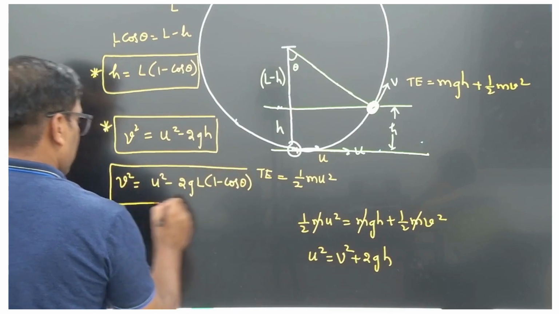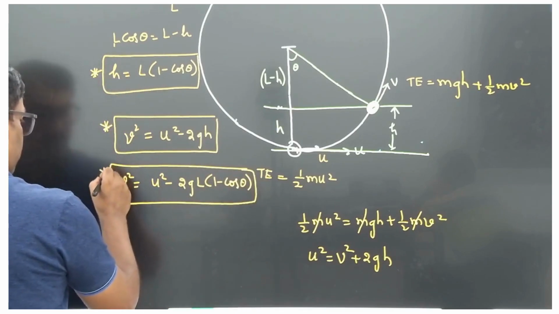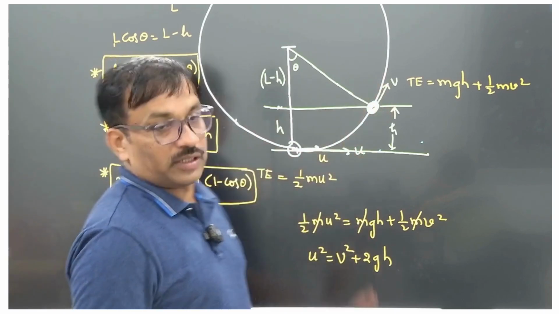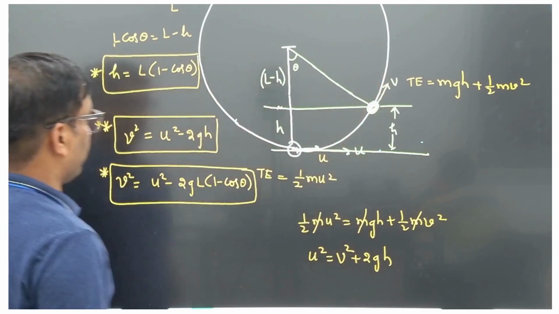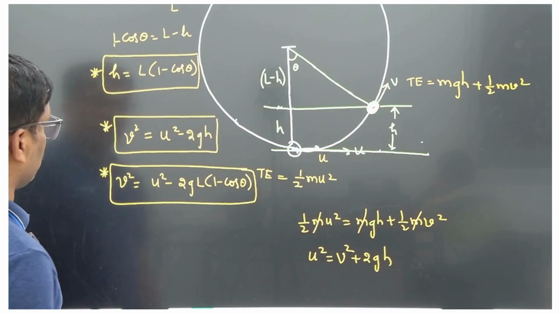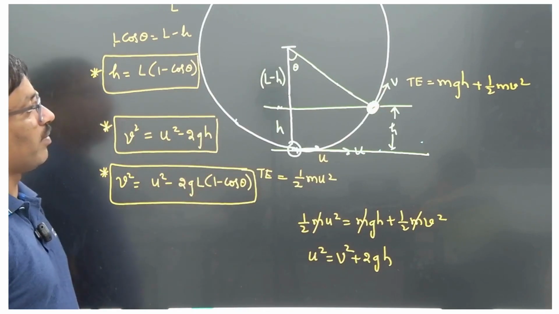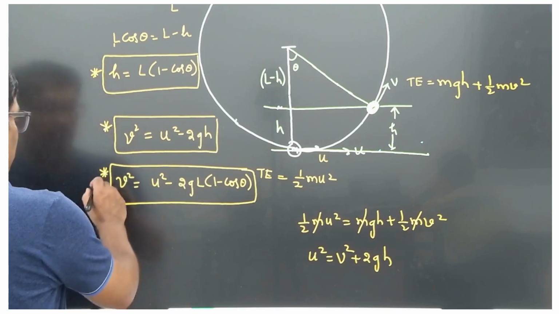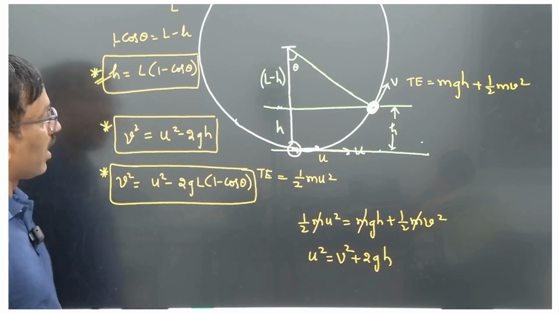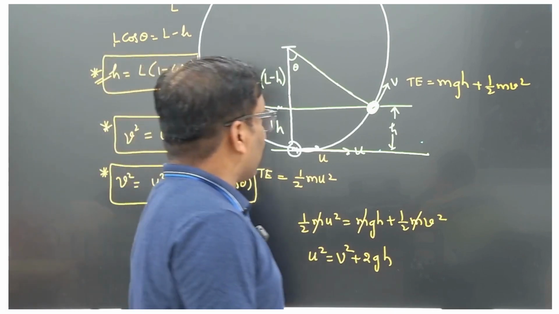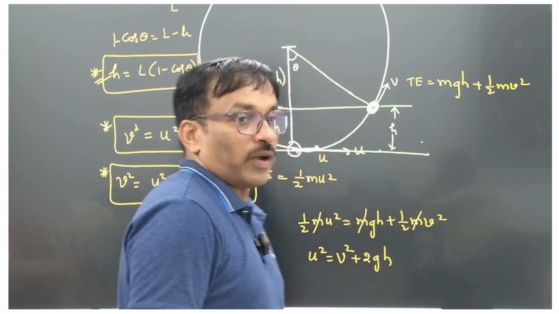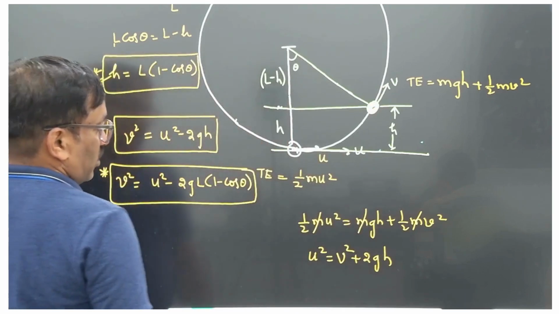This will be your velocity equation at this point. So v square is equals to u square minus 2gL into 1 minus cos theta. This will be the velocity, and this will be your height. Now we will calculate the tension at this point. How do we calculate the tension at this point?